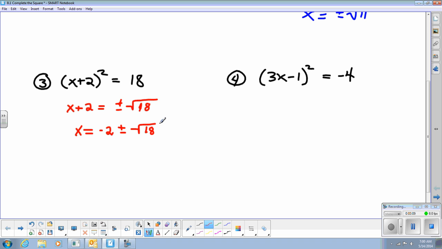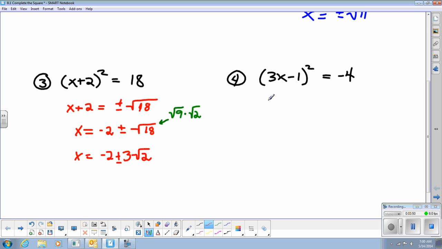Now I want to take a look. Are there any perfect square factors in 18? Yes, there are. The square root of 18 is the square root of 9, because that's your perfect square, times the square root of 2. I'm just writing this out here because you can see that mentally. Then x equals negative 2 plus or minus, well, the square root of 9 is 3, so it's 3 times the square root of 2. Now there are no more perfect square factors to factor out of my radical. Everything is in its simplified form, so now I'm done with my answers. And I do need a plus or minus sign here: x equals negative 2 plus or minus 3 times the square root of 2.